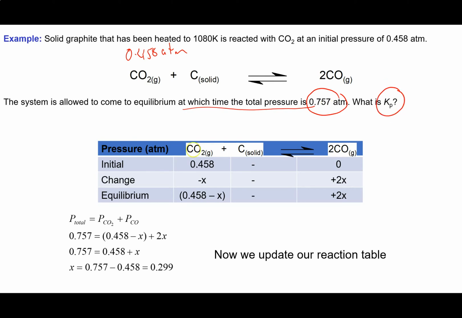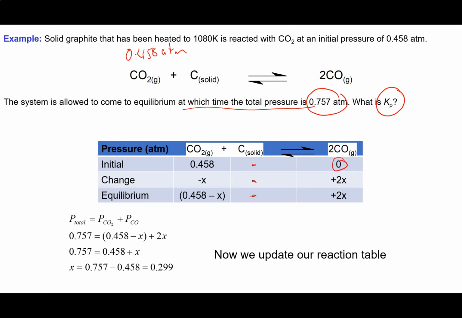So to begin with, we're going to set up the ICE table. So we put our equation across the top. We've made note that we're working in atm, and then we put in our initial pressures in atm. So initially we have 0.458 atm of CO2. We don't need to worry about the pressure of the carbon, because it's a solid. It's not going to be part of our equilibrium calculation. So we've just put the dashes there to indicate that we're not going to be bothering with that. And then there's no mention of the CO being present initially, so that concentration must be 0.